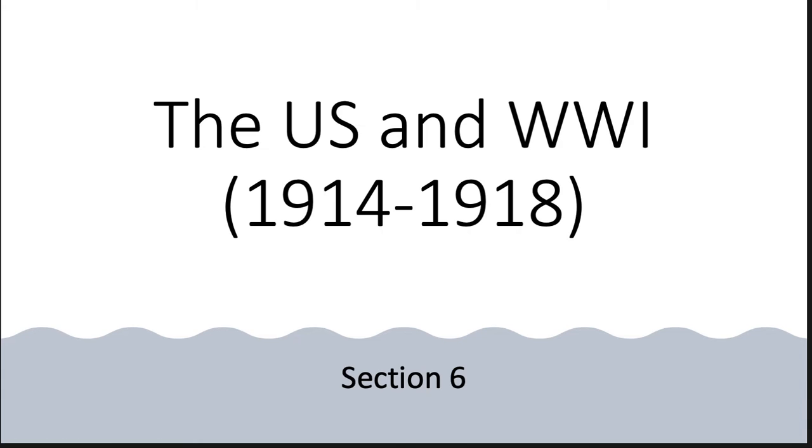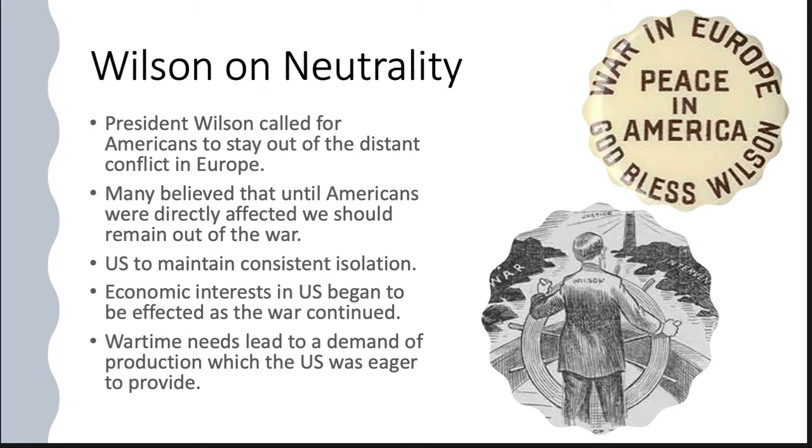But now, what we need to look at is where was the United States and what got us to the point of getting involved in this war. So, President Wilson on neutrality. Wilson is going to call for the United States to stay out of the distant conflict in Europe. He's going to say, look at that ocean in between us and them. Let's stay out of it. Let's keep that distance. Let's use the ocean for the buffer that we want it to be.